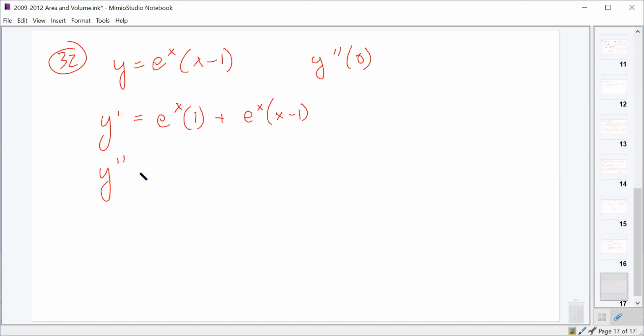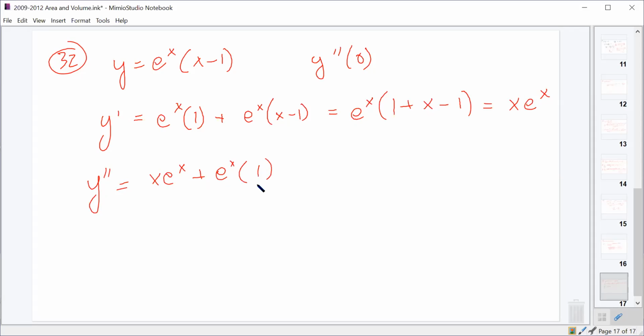Then we need to find y double prime. And you can either factor the e to the x out of these if you want, which actually probably makes things easier. If we do that, we could take the e to the x out of that, which gives us e to the x times 1 plus x minus 1, or just x e to the x. And so we can take the derivative of that, which should be x times the derivative of e to the x plus e to the x times the derivative of x. And so that's our second derivative. If we evaluate that at 0, this will become 0 times 1 plus 1 times 1. So looks like that's choice D.